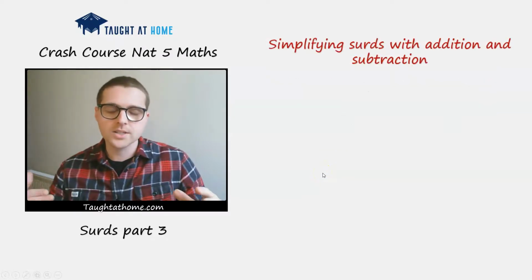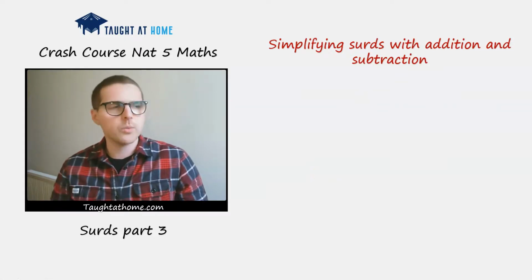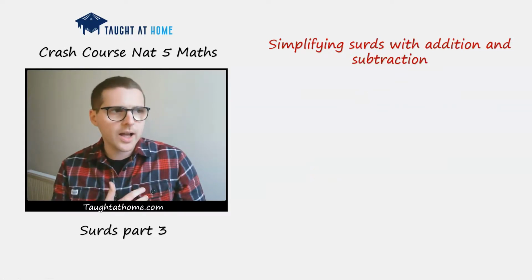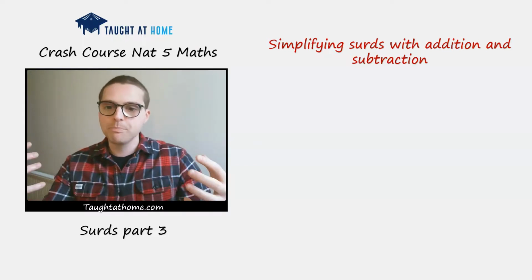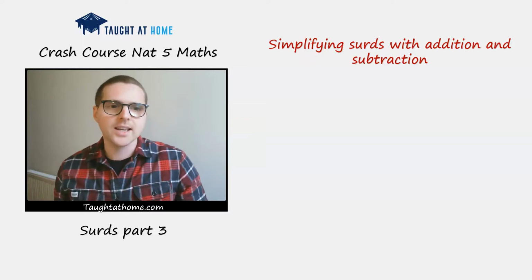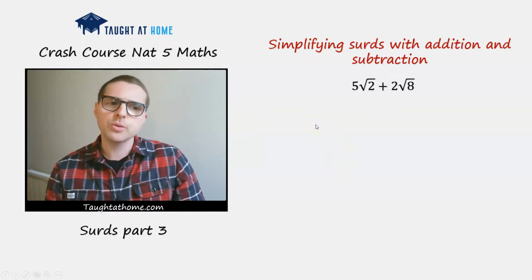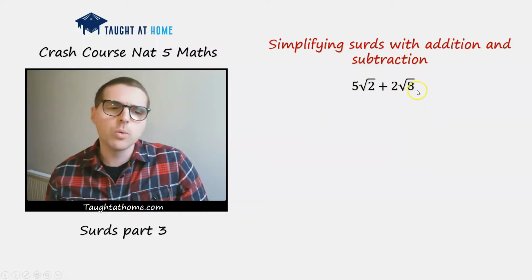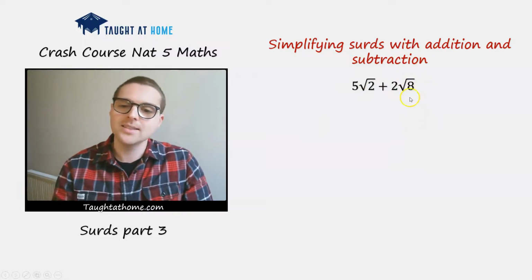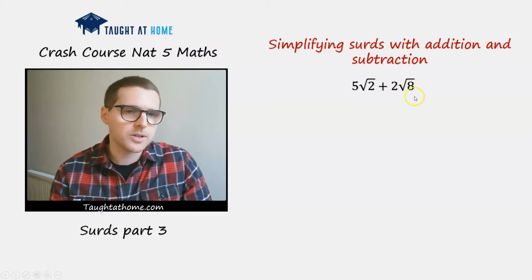Now let's use simplification with addition and subtraction. So now we know how to simplify and we know how to add and subtract. Now let's use an example where we need to do both of those techniques together. So let's simplify this: 5 root 2 plus 2 root 8. Now we know that we can't add these two up because the root 2 and the root 8 are different, but what we should be able to tell is that this root 8 is able to be simplified, so we'll have a root 2 term there.